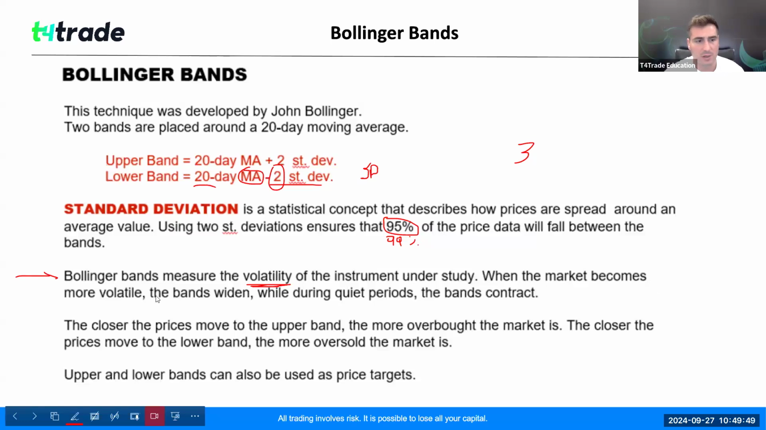So when the market becomes more volatile, the bands do indeed widen, because we're talking about a dynamic aspect of things. The more volatile the price action is, the bigger the bands get, because it affects the 20-day period of the moving average, and you add on 2 standard deviations on top of that. So that's why you get the widening of the bands, while during quiet periods, the bands do contract.